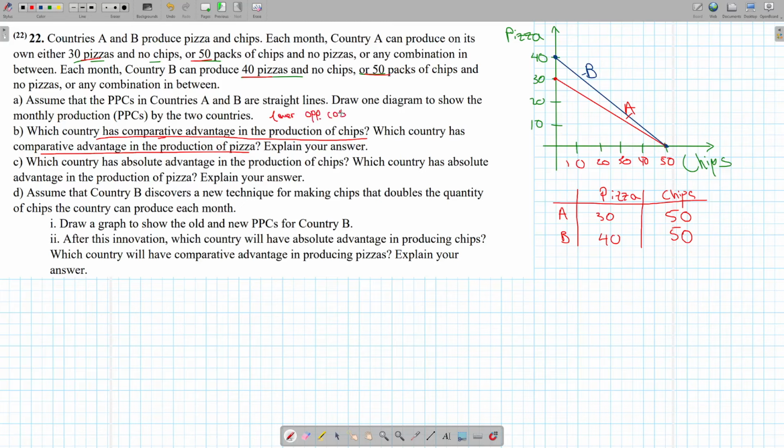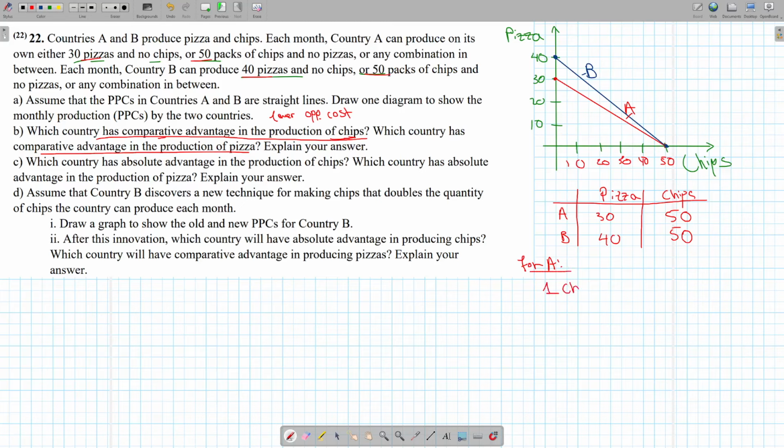How do you calculate opportunity cost for any specific trade-off between two goods? Simply like this. We're talking about the production of chips. So which one has a lower opportunity cost for one chip? This is how I like to write it. For country A, how much is the opportunity cost for one chip?